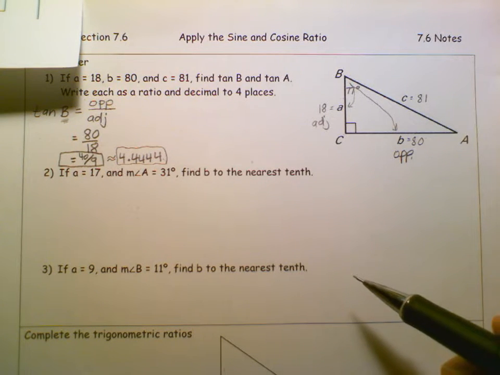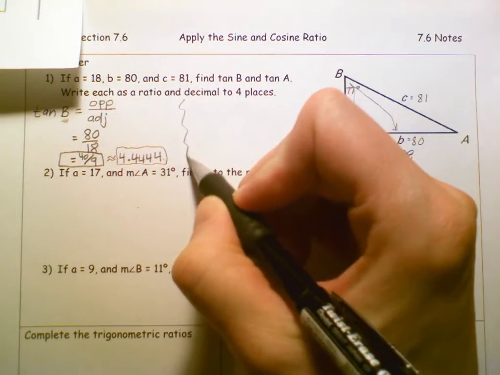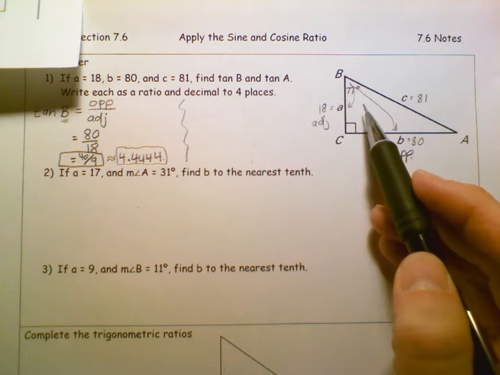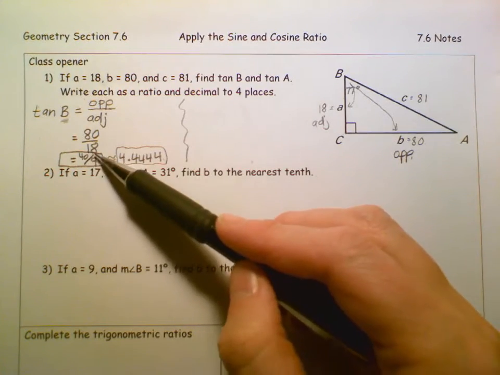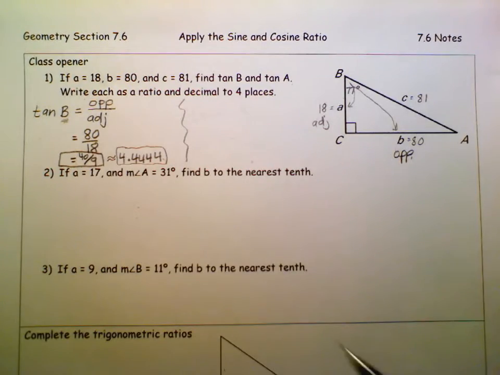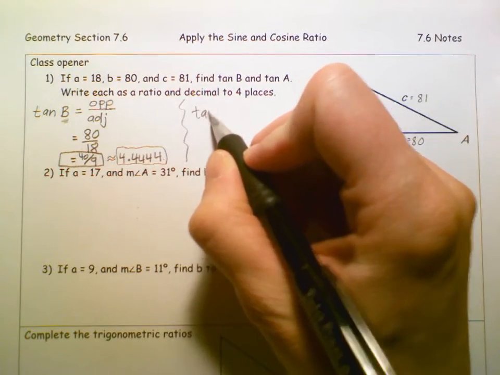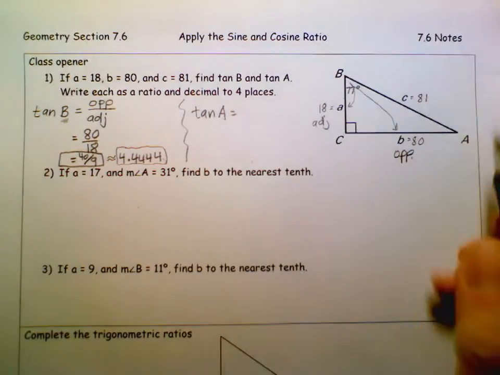Onward. Finding the sizes of the angles is not something we have to be able to do just yet. We really just need to know how to do a tangent. Now we'll move on to the tangent of A.